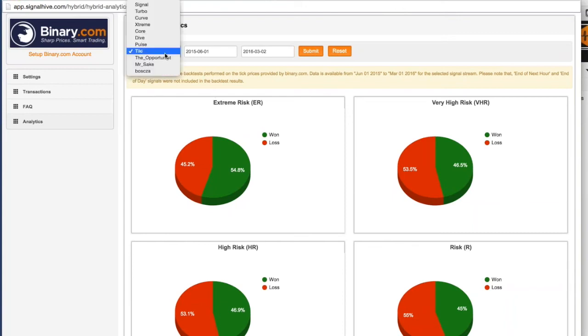As we add a new signal provider, once we have the data, we of course add them to hybrid analytics, so you can run the same sort of analyses. So let's take a look at Opportunist.